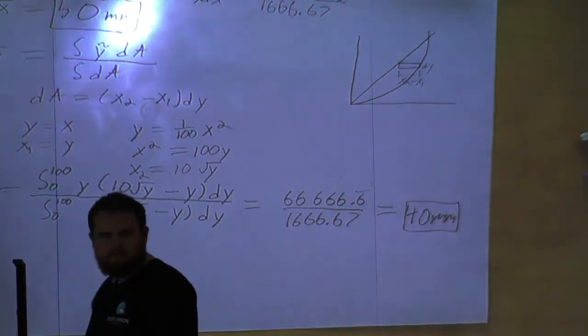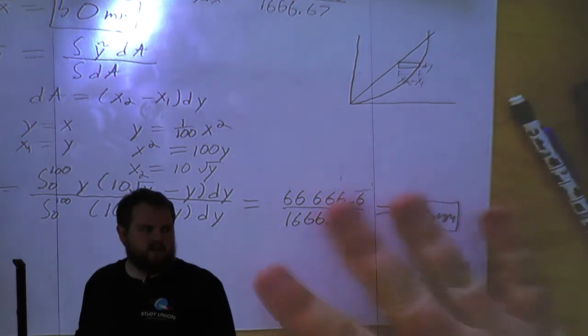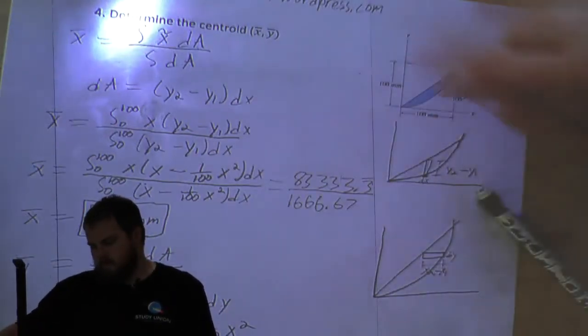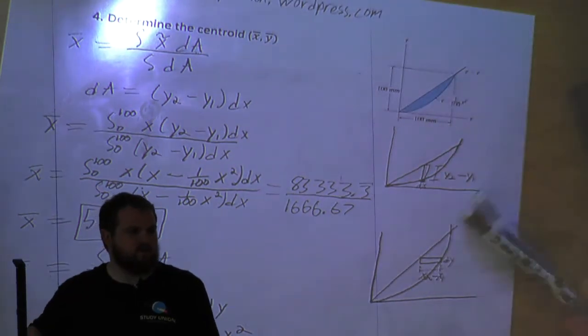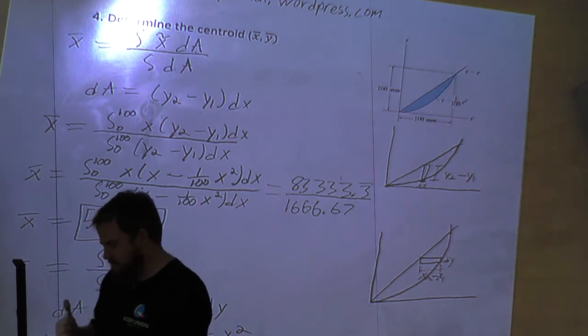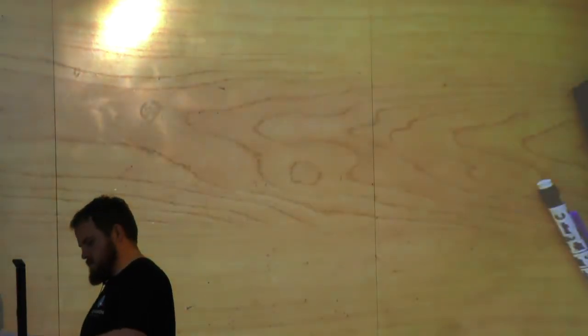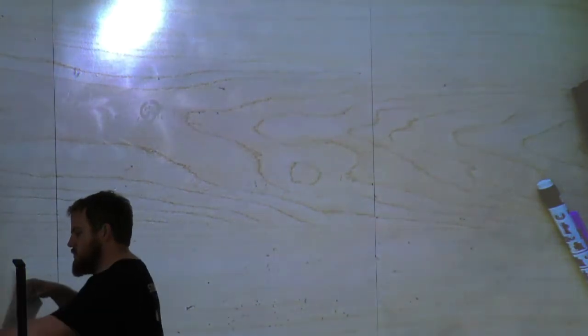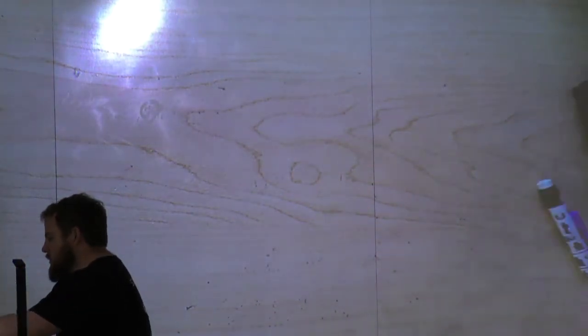Does that make sense? It's not too bad. The hard part is finding, you know, what the graphs should look like. What's your dx, what's your dy? That whole thing. Okay, moving on to 5. Okay.